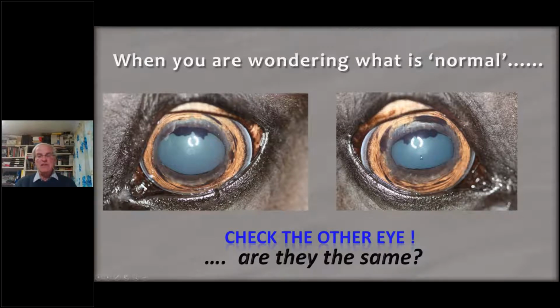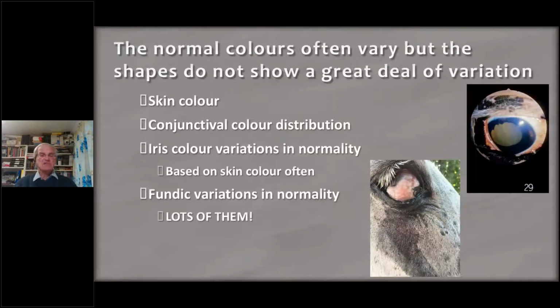You can see that there's a difference in the eyes in the same lighting conditions, in an identical lighting condition. This eye is slightly wider, this eye is slightly smaller. So there's a shape difference and a size difference. So shape, color, and size matter. So check the eyes simultaneously if you can. The normal colors often vary, but the shapes don't show a great deal of variation.